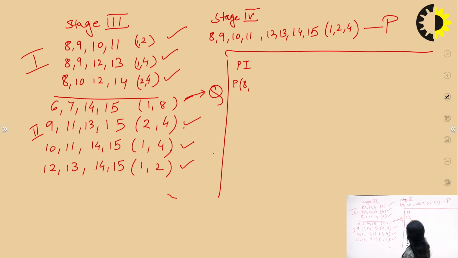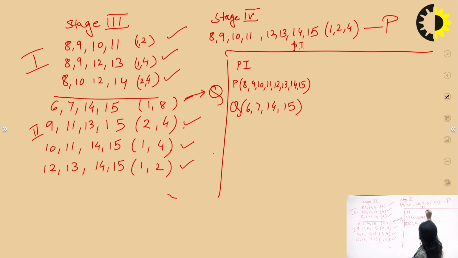We write it as 8, 9, 10, 11, 12, 13, 14 and 15, and next is Q which is covering 6, 7, 14 and 15. Okay. When we are drawing this prime implicant chart, we have only 4 minterms that are common, or we can say main minterms. The rest are the don't care conditions, so we don't consider them in the prime implicant chart.